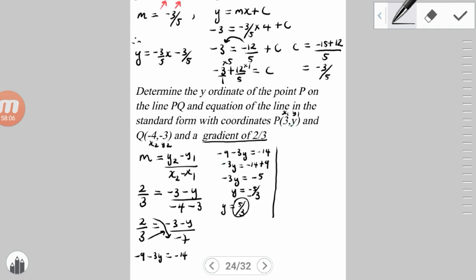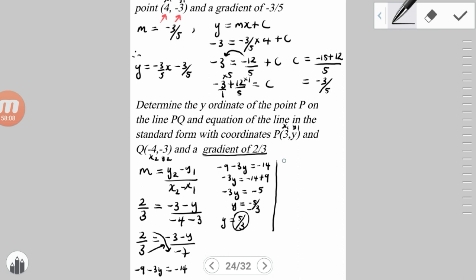But we had a support here, so we could actually go ahead and say here that since the gradient is 2/3 and y is actually -3 and x is -4, then we could say that -3 is equal to the gradient, which we said is 2/3, multiplied by x, which you can see here is -4, plus c.